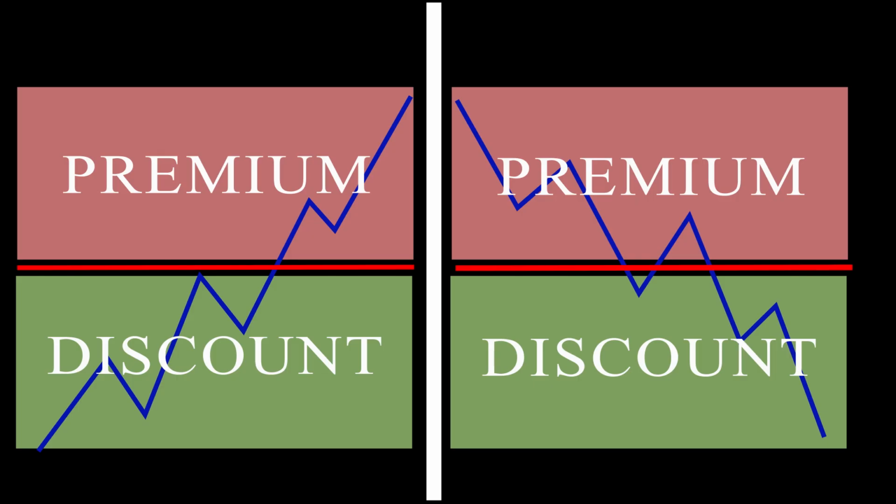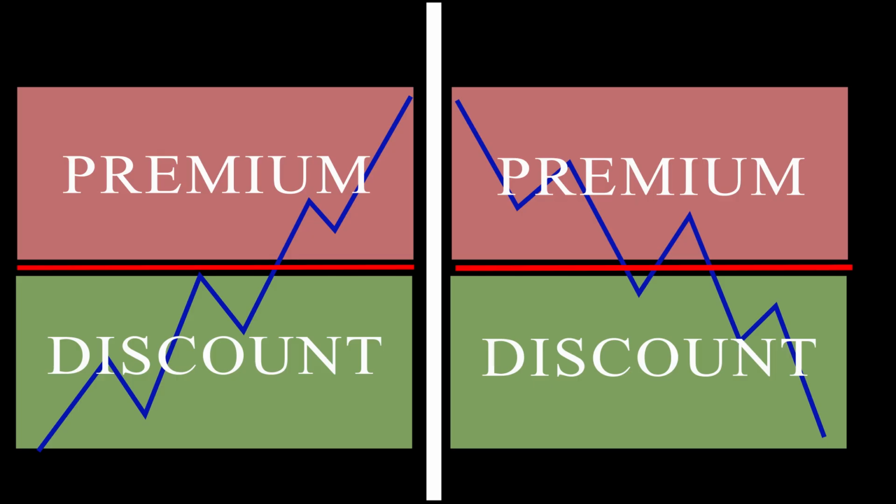In a bullish market, smart money looks to buy in discount, where price is cheaper and risk is lower. Buying in premium means you are late, and that's where most retail traders get trapped. In a bearish market, institutions prefer to sell in premium and take profits in discount. Again, they sell when price is expensive and avoid selling at cheap prices.